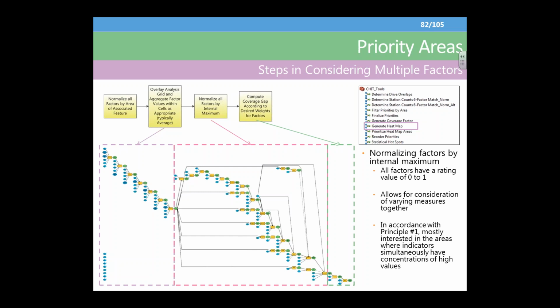So if you had a perfect match, you had the best market by all indicators, and you had no coverage at all, you would have a final heat map score of 1. If you had all the best coverage already and you were low market, essentially you could have a heat map score close to 0.